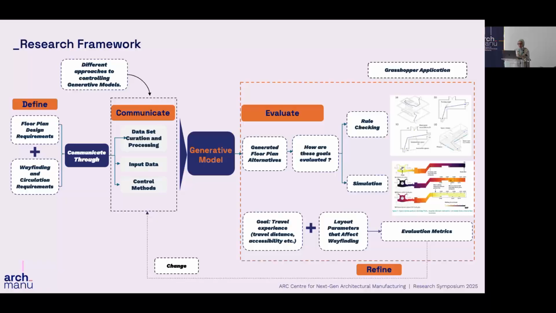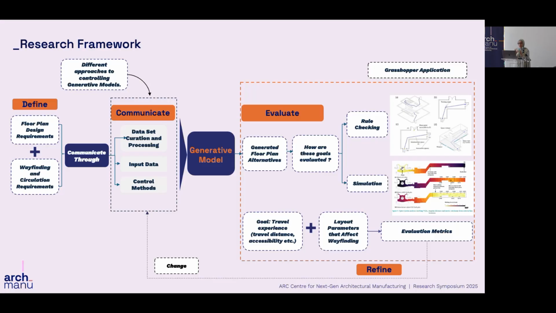Here is a more detailed diagram of my research framework. First, I need to define what are the main requirements that make the floor plan feasible and working with focus on circulation and communicate them through many different approaches, including data set processing, curation, how I'm going to input that data to the generative model and other control methods out there.